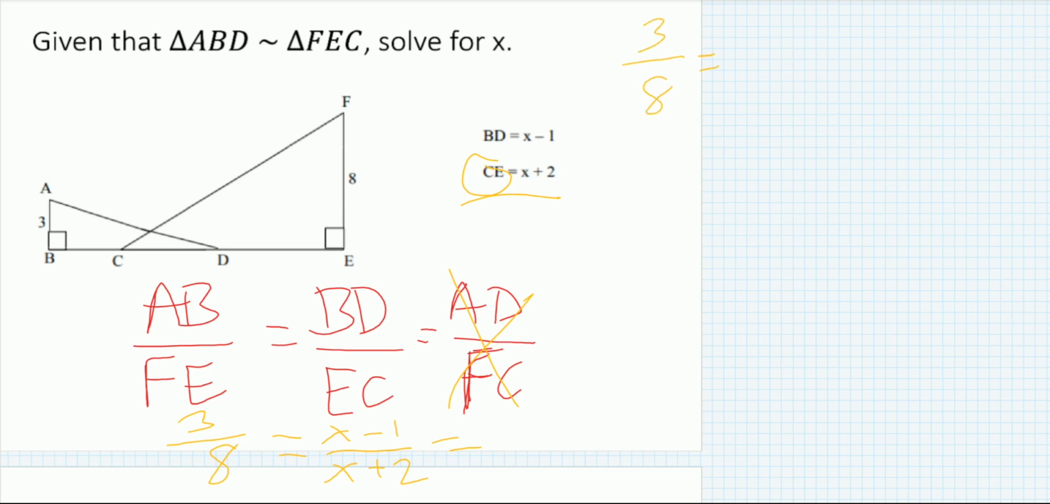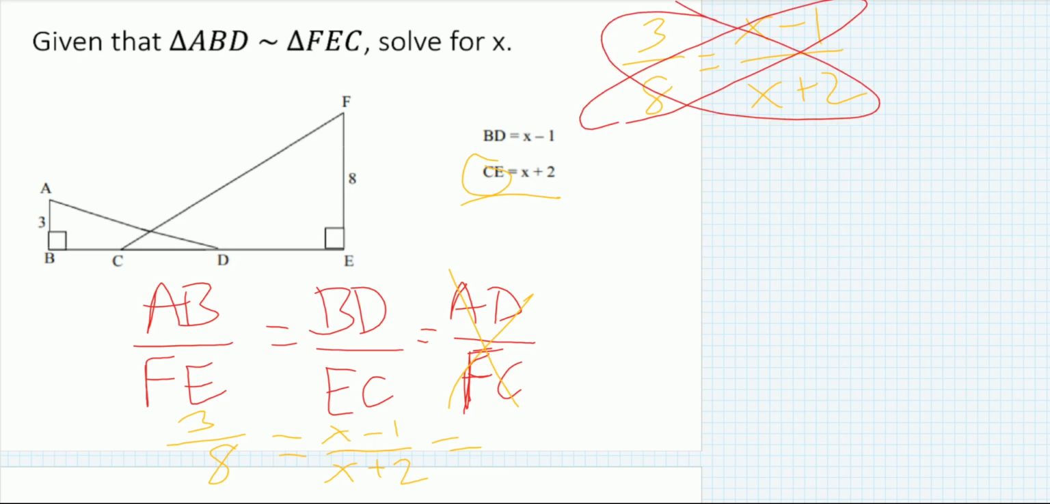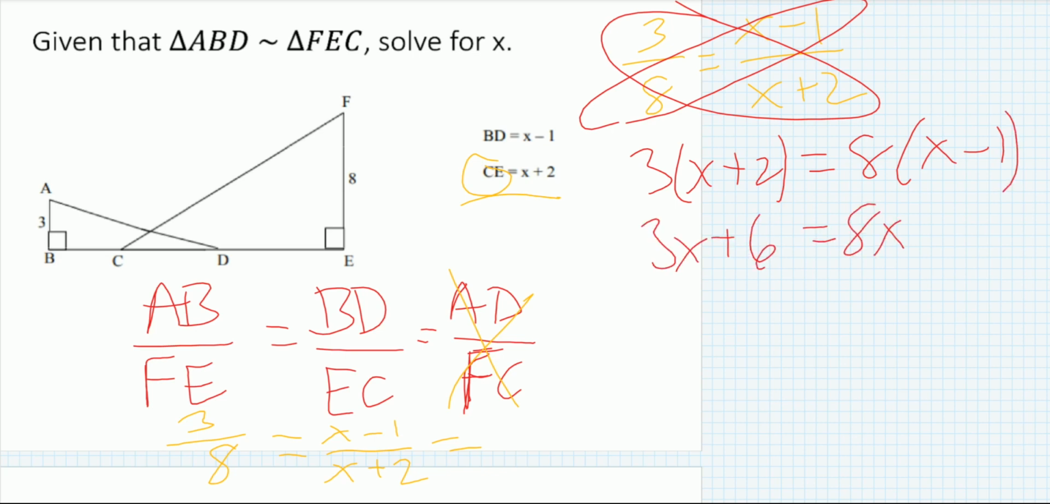I'm going to write it on the top just because I have a little bit more space. x plus 2. And so what we can go ahead and do now is cross multiply. Some of you are probably already noticing that this one does look different, because there's two x values, or two expressions, and let's see how it affects it. So cross multiplying, since there's expressions on both of them, I'm going to do parentheses for both sides. So 3 times x plus 2 equals 8 times x minus 1.